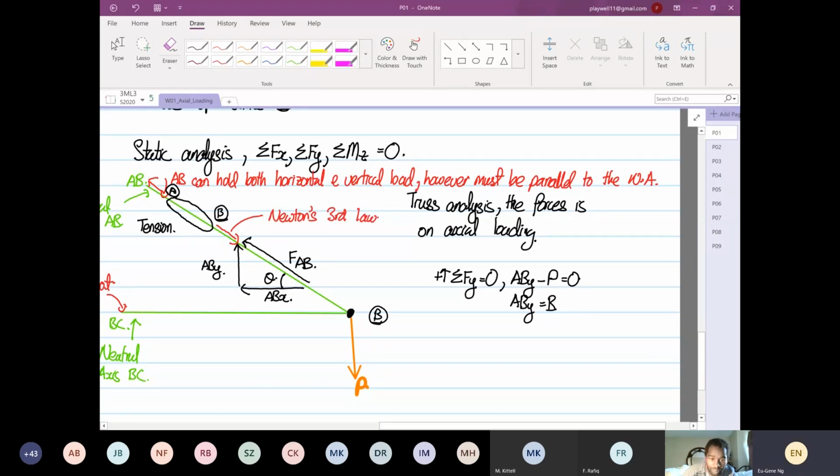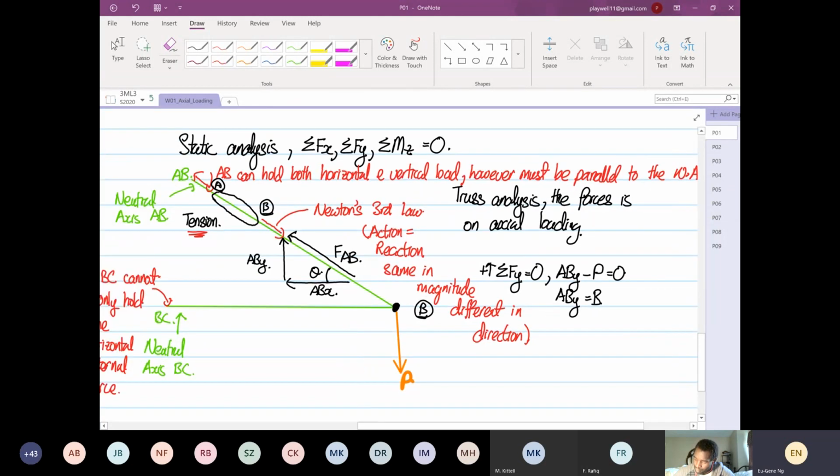Okay, so Newton's third law is action will be equal to reaction, same in magnitude, different in direction. I do apologize, okay? It's really messy now. So that is where member AB now is in what? Tension, okay?